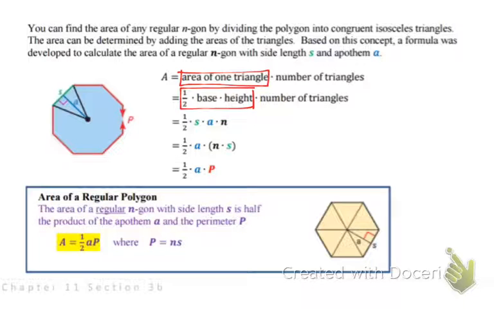Okay? So we just need 2 bits of information to find the area of our regular polygons. I need my apothem, and then I also need my perimeter. All right, we need those 2 bits of information. Think of that every time you're doing these problems. Do I have both of those? If I do, I'm done. If not, we have to figure out how to get there. And so our formula is right here. Half of A times P.